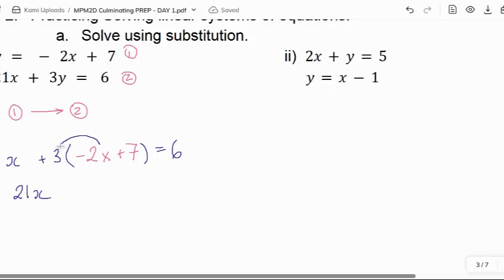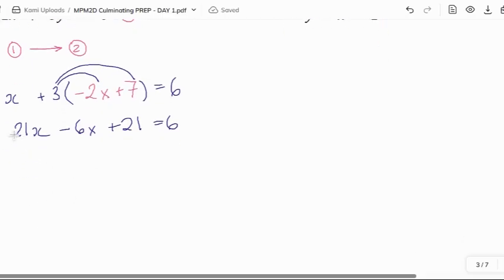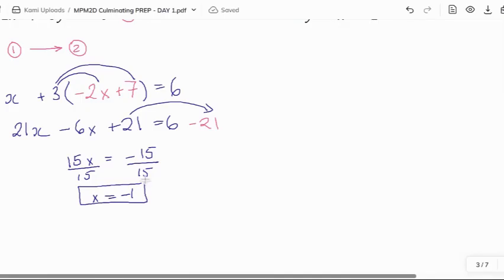21x, distribute, minus 6x. 3 times 7 plus 21 equals 6. Move all the constants, or the numbers, to one side and keep the x's on the other side. All right, so I'll move this 21 here. It will be minus 21. And so I get 21 minus 6, 15. 15x equals negative 15. Divide both sides by 15. And I get x equals negative 1.